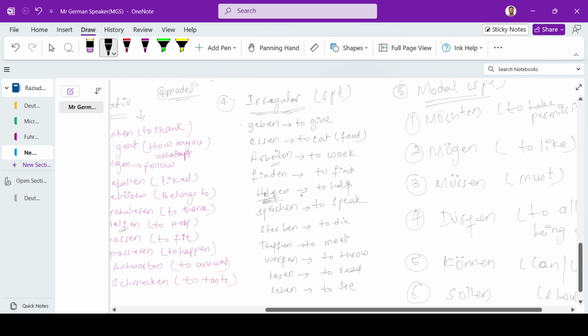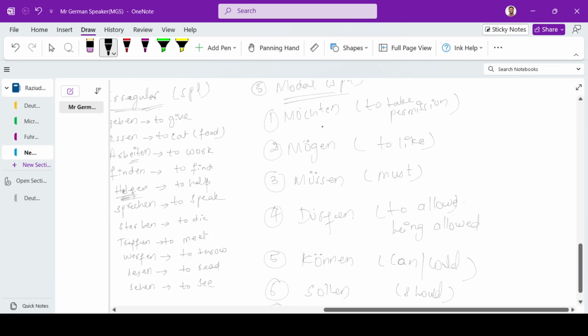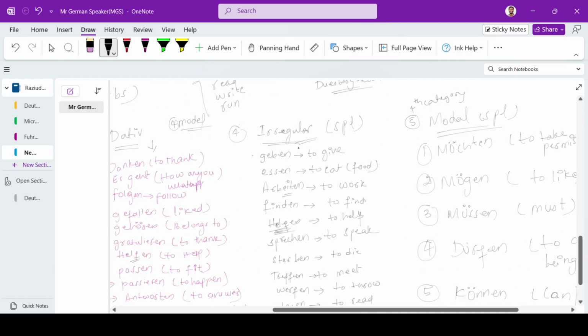But for now you just need to make sure that we have irregular verbs. And we also have some modal verbs. We will see this after a couple of classes. Then why do we need these modal verbs, and how do we use them, etc.